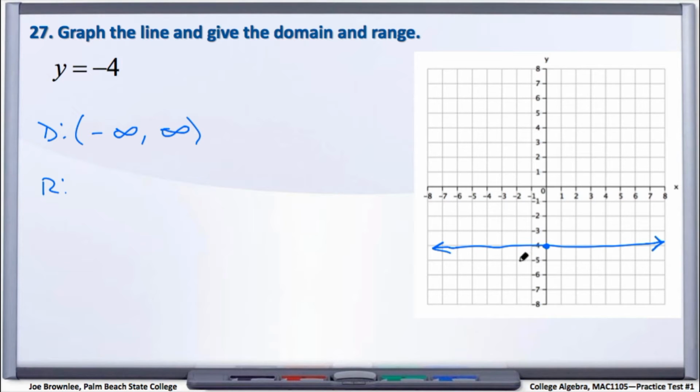How about the range? What are the y values of this graph? Well, the only y value that this graph will ever have over the entire domain is, looks like -4, right? And so we'll put -4 in brackets, and there we have it, the domain and the range for y equals -4.